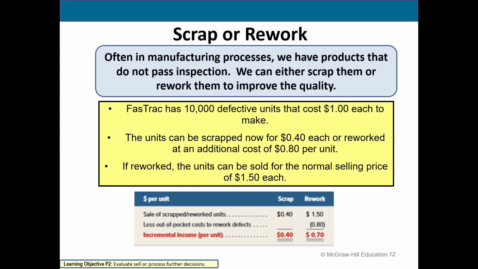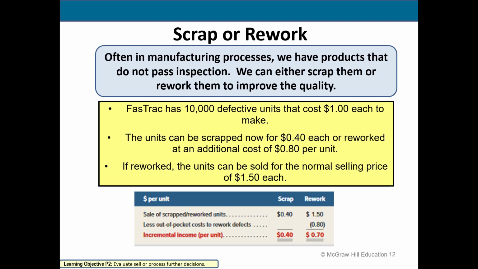We'll look at another variation called scrap or rework. Manufacturing processes sometimes yield defective products, so managers must decide whether to scrap or rework those products. If they are reworked, the products can normally be sold for a higher price. So the decision to rework or sell as is based on incremental revenues and incremental costs.